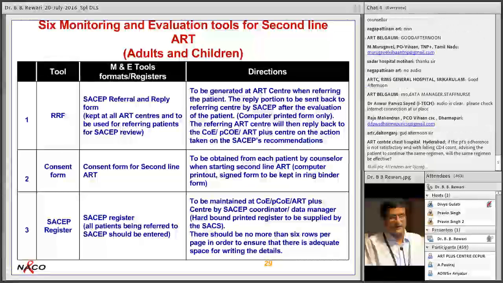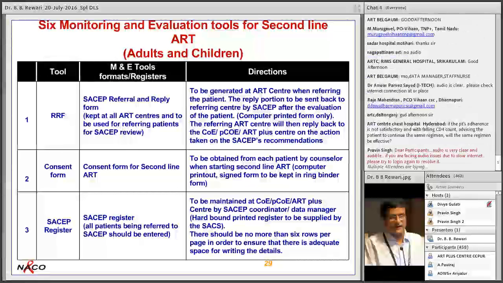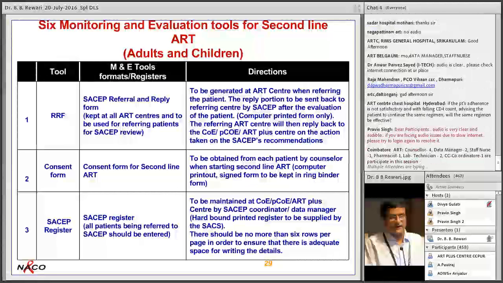SACEP register. Very important. All patients being referred to SACEP should be entered in the SACEP register, which is to be maintained by the COE SACEP coordinator, or by the ART plus data manager. Again, the hardbound register is to be supplied by the SACS. Many SACS are not supplying this. They are supplying an incorrect one. If you don't have the right format of this, we'll supply you. And again, it should not be too crowded. The guidelines have been given already for that.